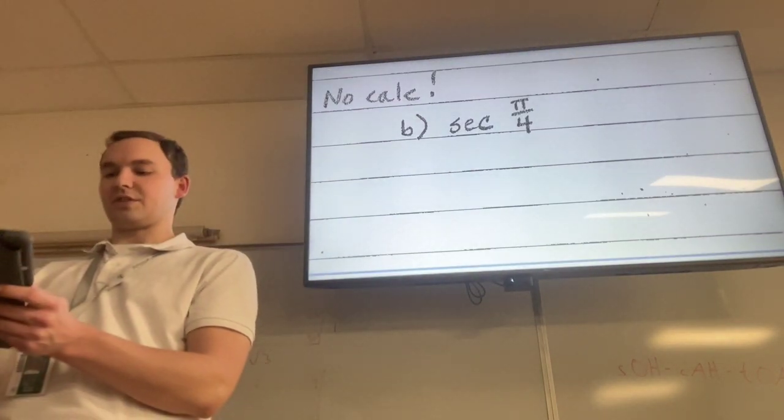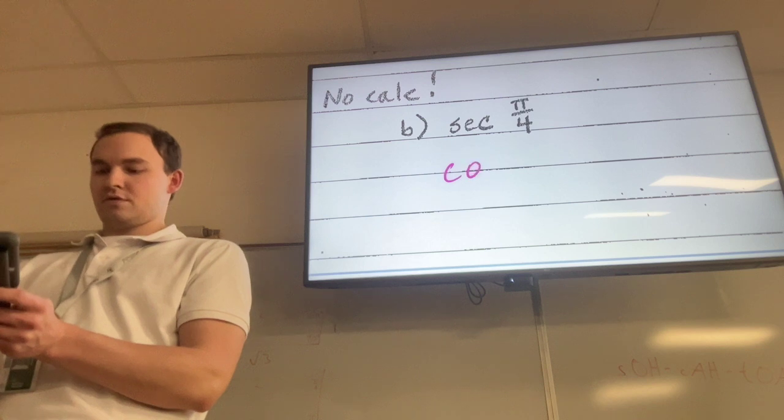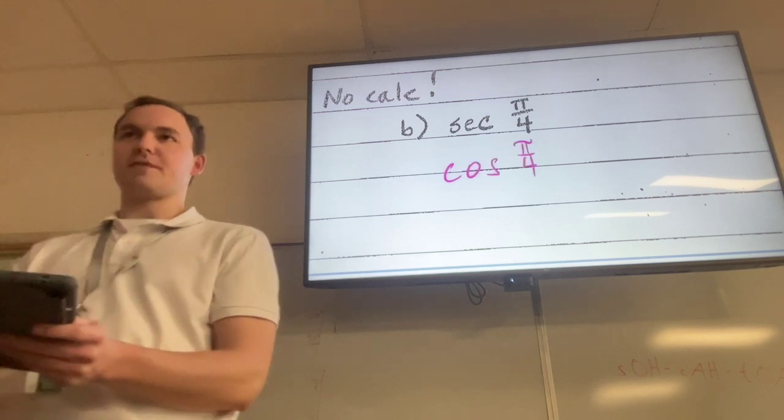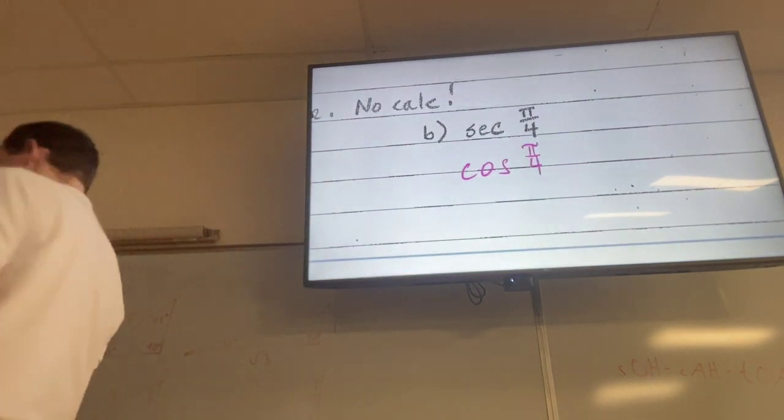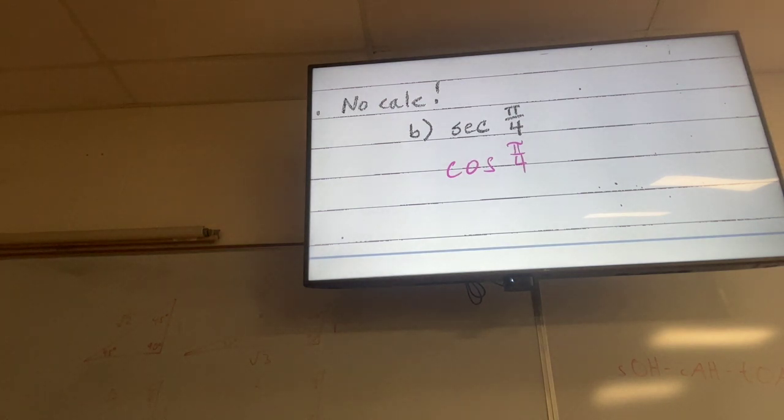Okay, secant of pi over 4. What should we find first? We should first find the cosine of pi over 4. Okay? What's cosine again? Adjacent over hypotenuse. Okay, so what's the length of the side adjacent to pi over 4?